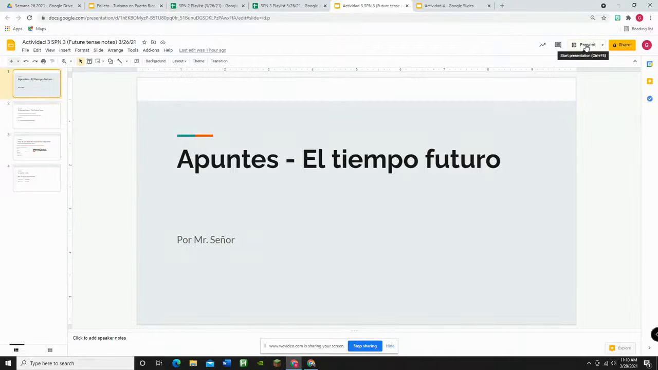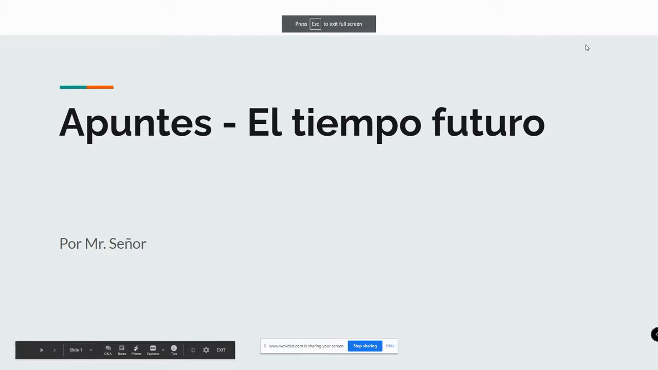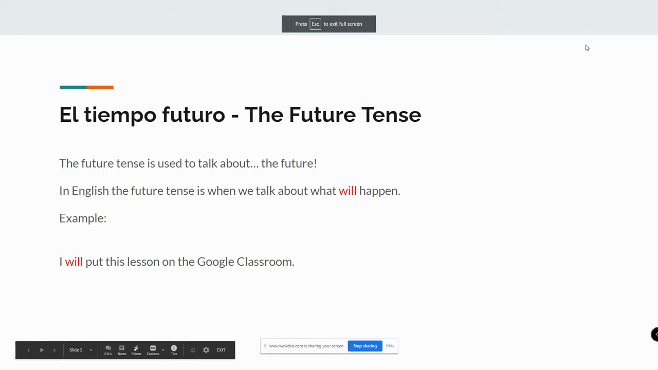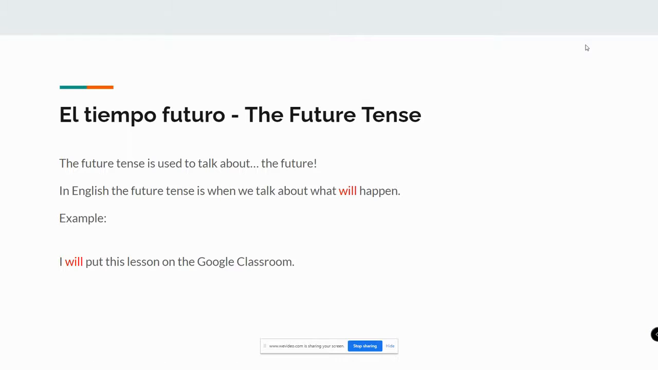Este es Mr. Señor. I'm going to show you how to form the future tense. The future tense is used to talk about the future. In English, the future tense is when we talk about what will happen. For example, I will put this lesson on the Google Classroom.